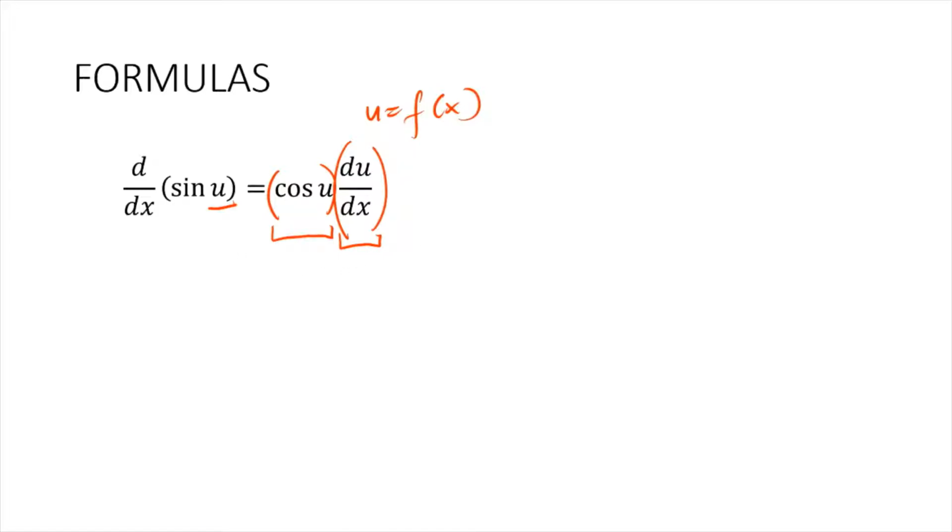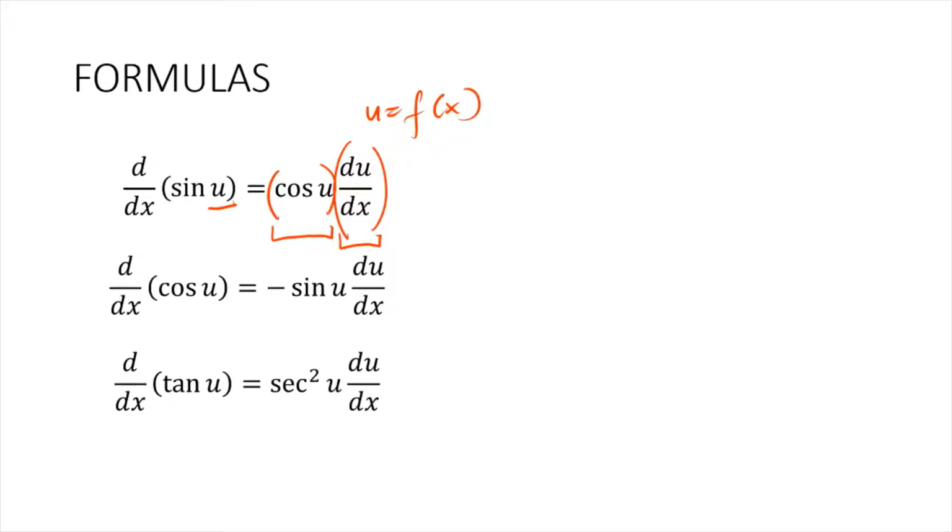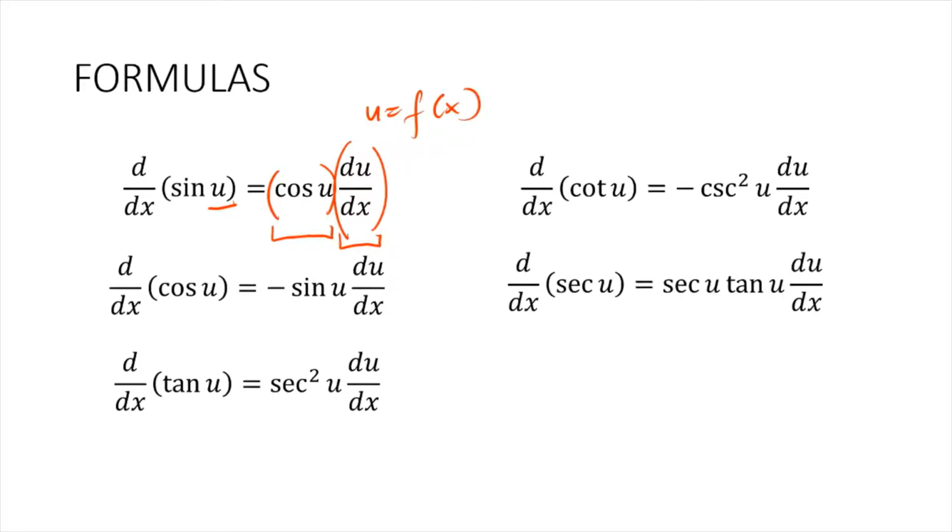Now let's look at the derivatives of the remaining trigo functions. Next, the derivative of the cosine function is negative sine. The derivative of the tangent function is secant squared. Cotangent, negative cosecant squared. The derivative of the secant function is the product of secant and tangent functions. And lastly, the derivative of the cosecant function is negative cosecant times cotangent.